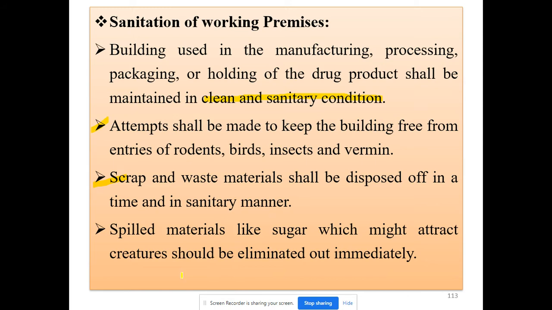Fourth point, next point, student. This one: spilled materials like sugar, which might attract creatures, should be eliminated immediately.